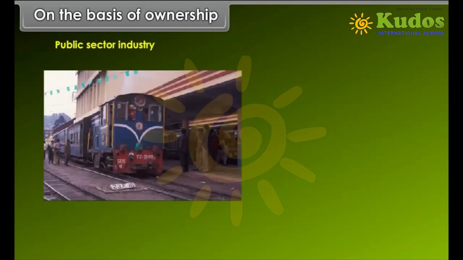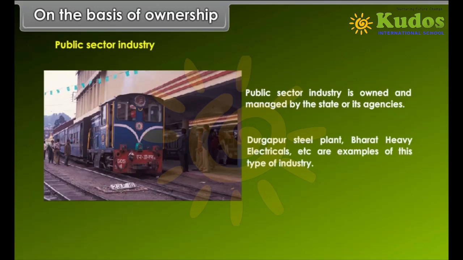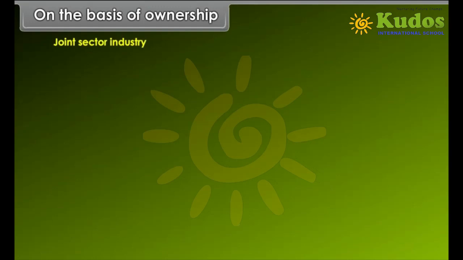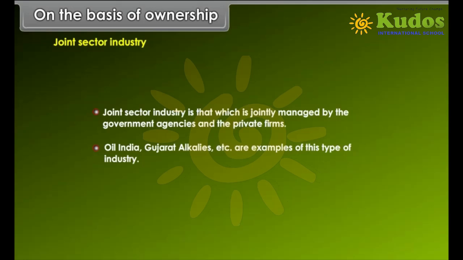Public sector industry. Public sector industry is owned and managed by the state or its agencies. Durgapur Steel Plant, Bharat Heavy Electricals, etc. are examples of this type of industry. Joint sector industry. Joint sector industry is that which is jointly managed by the government agencies and the private firms. Oil India, Gujarat Alkalis, etc. are examples of this type of industry.